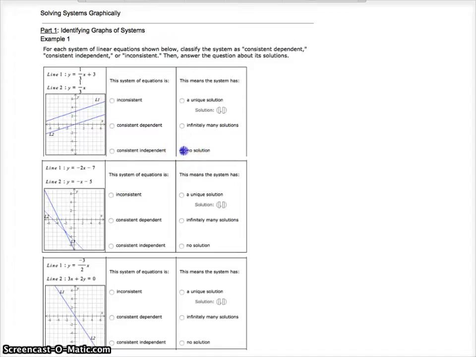And a solution is where the lines cross. So that would be a solution here. So this has no solution, and this is actually going to be inconsistent. So for inconsistent, let's note that the lines are parallel. So they're parallel lines, and they have no solution. This is for an inconsistent system of equations.